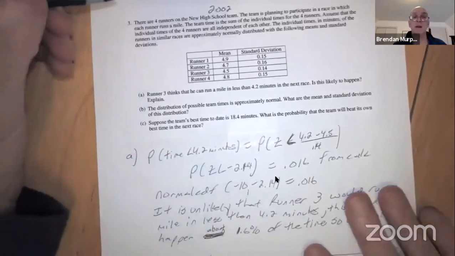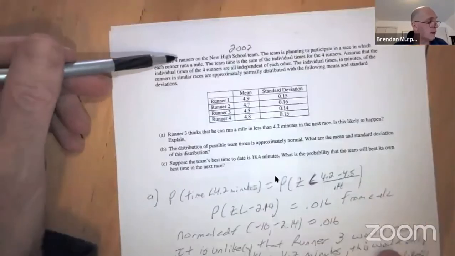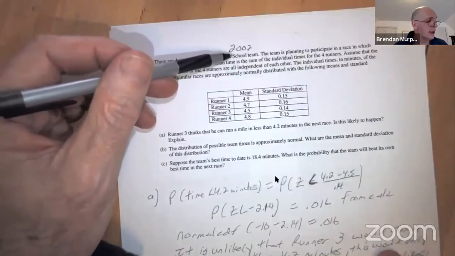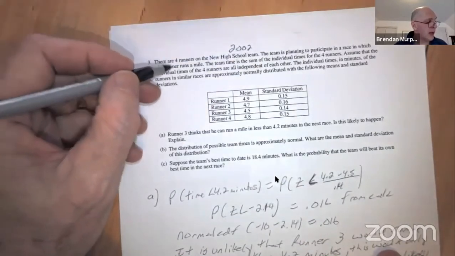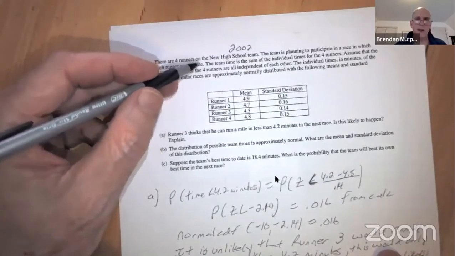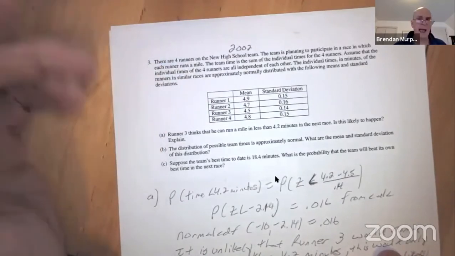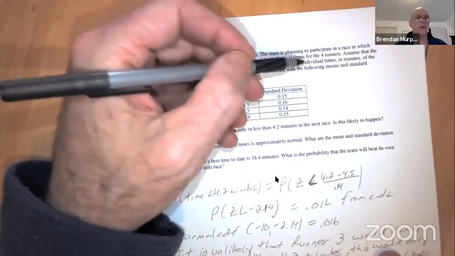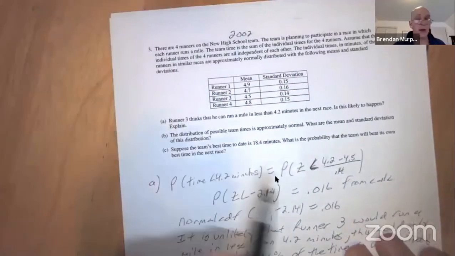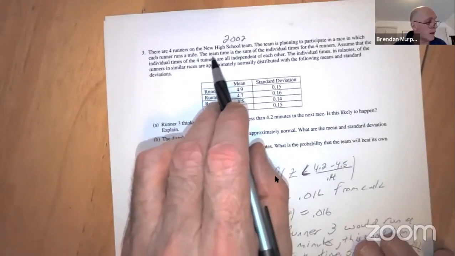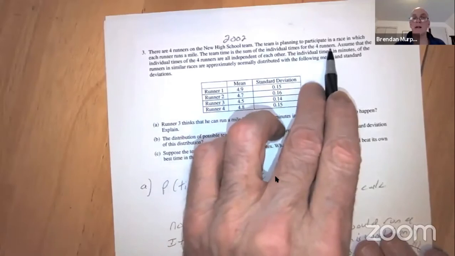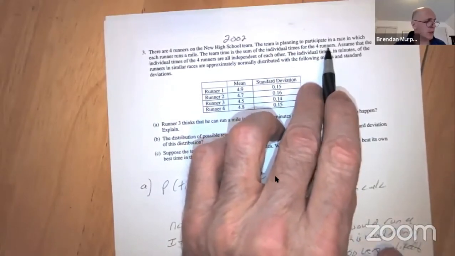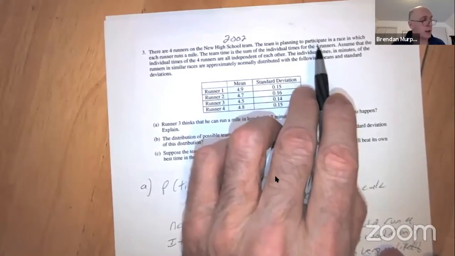This is from the 2002 exam. There are 4 runners on the new high school team. The team is planning to participate in a race where each runner runs a mile. So I don't know what you'd call that, the 4x1 mile or something. I guess runner A runs a mile and then runner B runs a mile, so it's going to take a while for all 4 runners to run a mile. The team time is the sum of the individual times for the 4 runners. So I add runner A, runner B, C and D, or 1, 2, 3, 4 to get the team time. That makes sense. And I can add means, right? We talked about that.